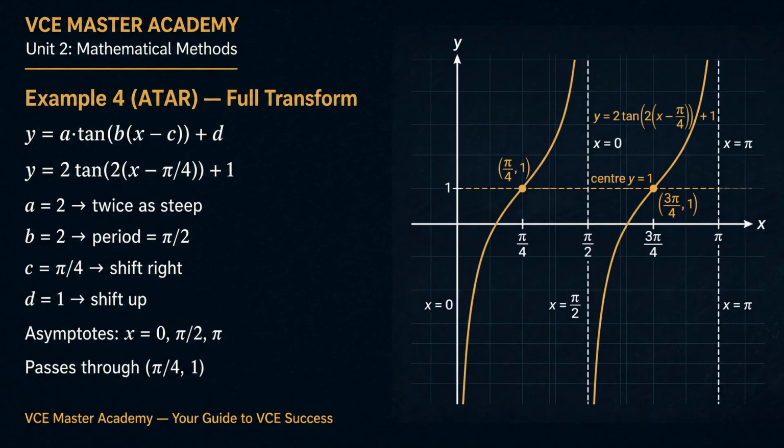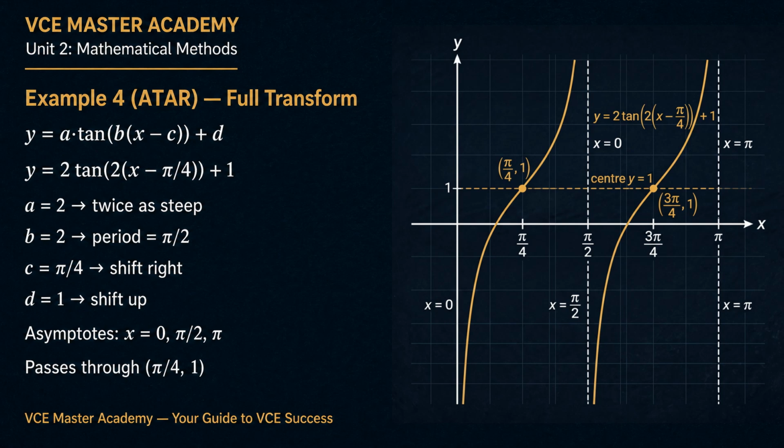Example 4, the full transformation. Here is the general form, y equals a tan b times bracket x minus c, plus d. Each letter is a dial. A controls how steep, B changes the period to pi over b, C slides it left or right, and D slides it up or down.